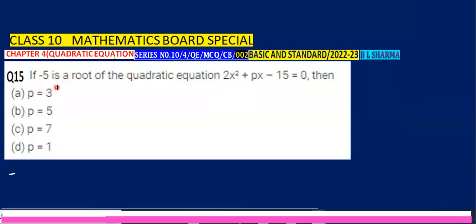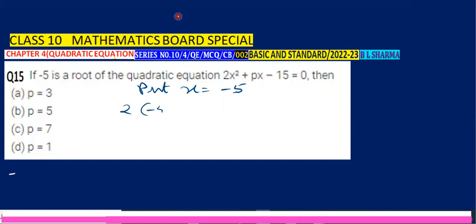Minus 5 is a root of the quadratic equation 2x square plus px minus 15 is equal to 0. Then what will be the value of p? इसके लिए क्या करेंगे हम? We just have to put x is equal to minus 5.